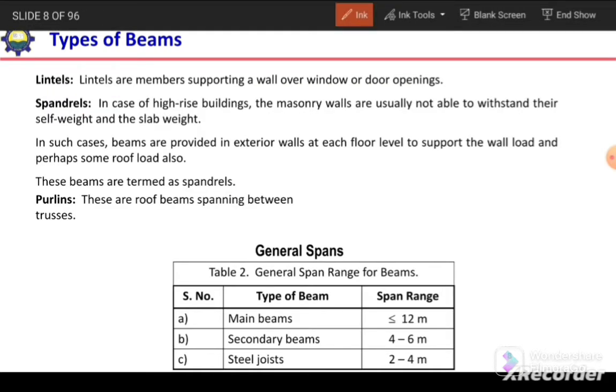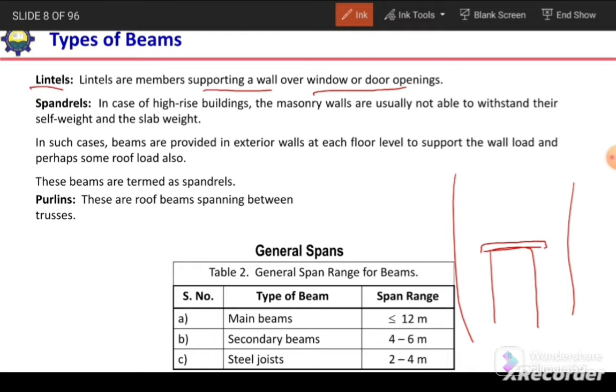The next type is lintel beam. So lintels are members supporting a wall over the window or door opening. So in case of wall, here we have a door opening. So above the door opening or window opening, we provide a smaller beam. So this smaller beam is termed as a lintel, and this supports the load of the wall above this opening.